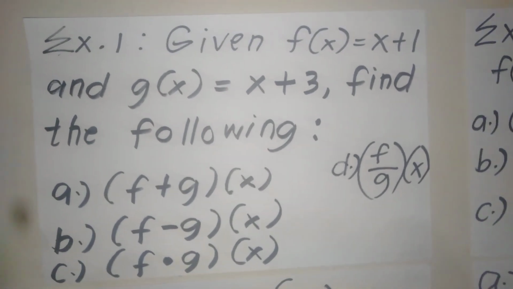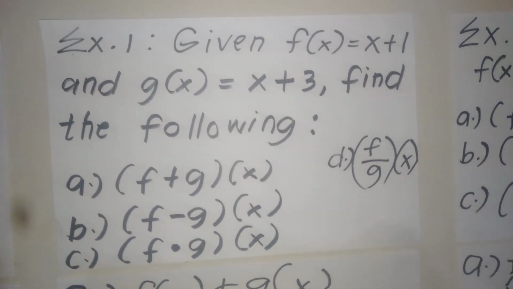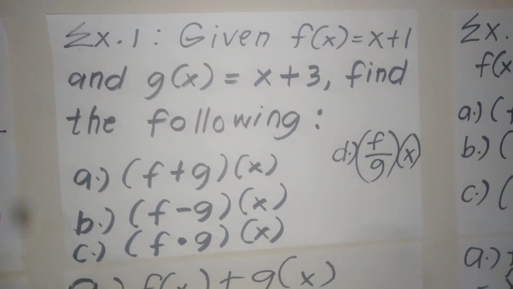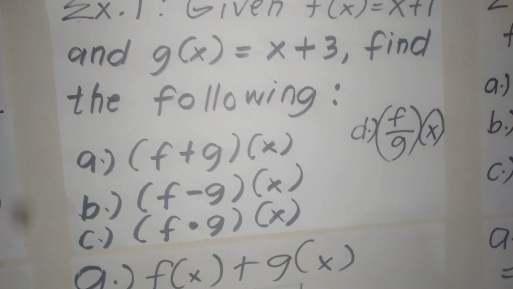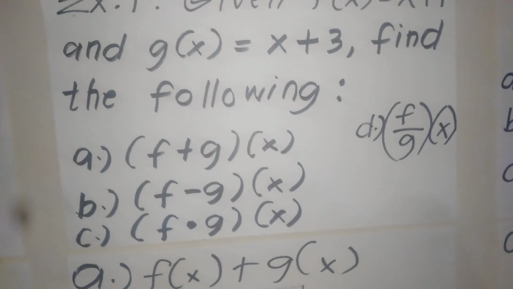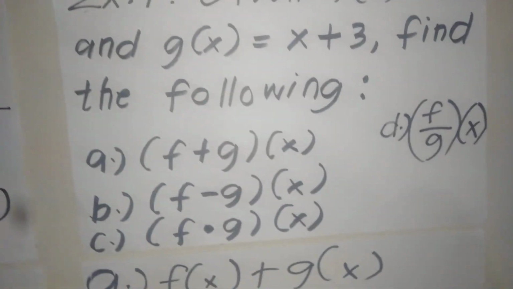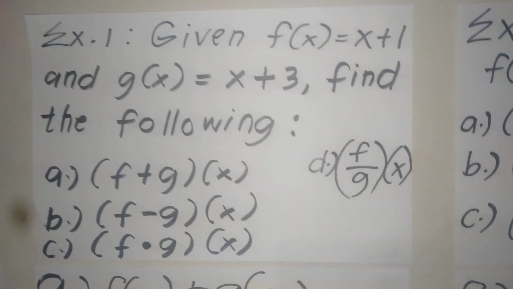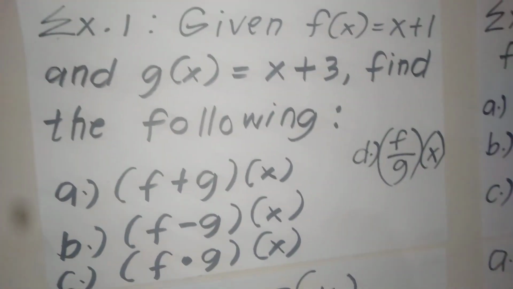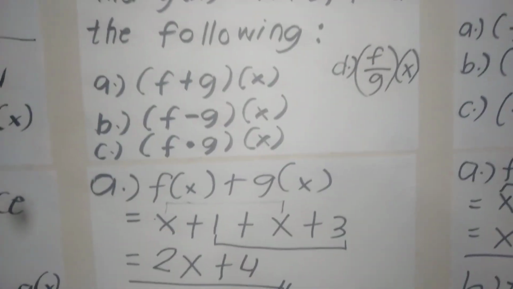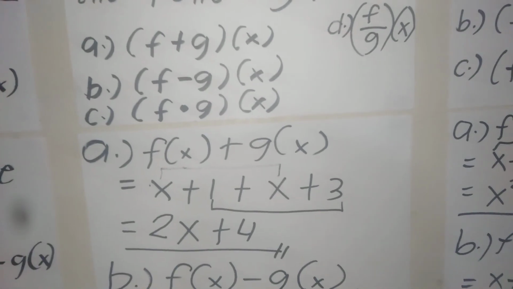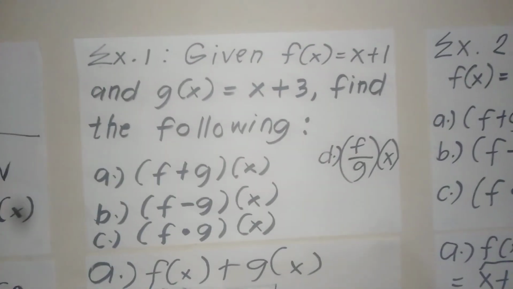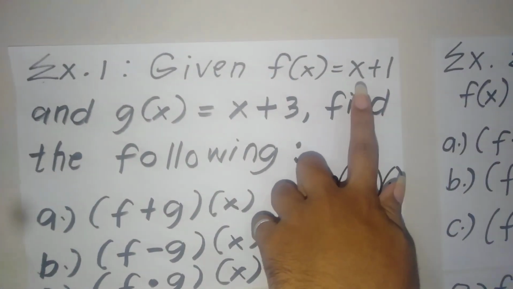We have here example number 1. Given f of x is equal to x plus 1 and g of x is equal to x plus 3, find the following. For the first, we have the sum function. The second is the difference function, kay minus man. Then the multiplication, the product function, and the quotient function. So let's start first with the sum function. Di ba si sum function, mahimo naman siyang f of x plus g of x, correct? Karon, si f of x, pangitaon nimo unsa man to'y value niya, di ba? Si kuan man yung value, si x plus 1.